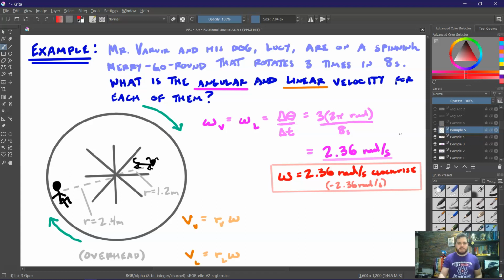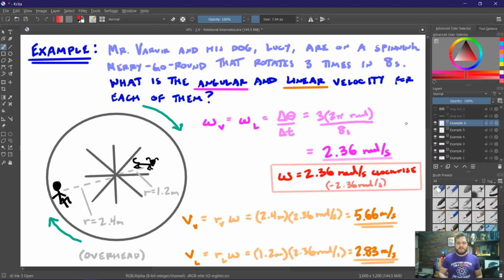What about our linear velocities? Well, for our linear velocities, we just take omega and multiply it by our respective r. So Lucy has a linear velocity of 2.83 meters per second, and I have a linear velocity of 5.66 meters per second, meaning I am covering 5.66 meters of space every second. She's only covering 2.83 meters of space every second, because she is closer to that axis of rotation.